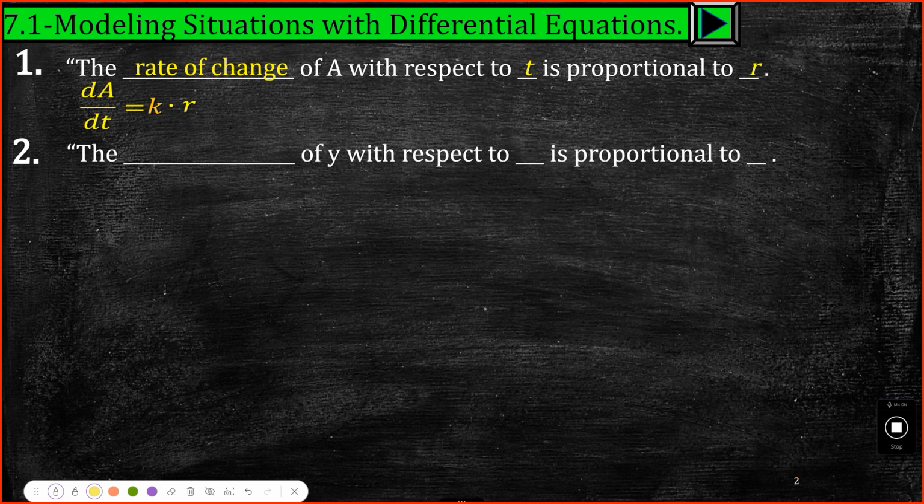All right, let's do another one, number 2. Again, this is all rate of change. The rate of change of y with respect to what? Again, we could do t, but what is it about in this situation? It's with respect to x. So the rate of change of y with respect to x is proportional to y.